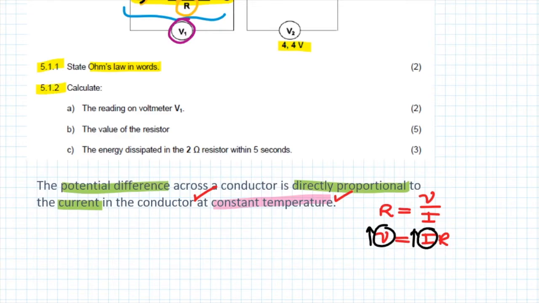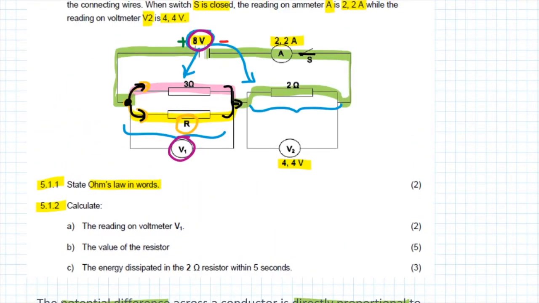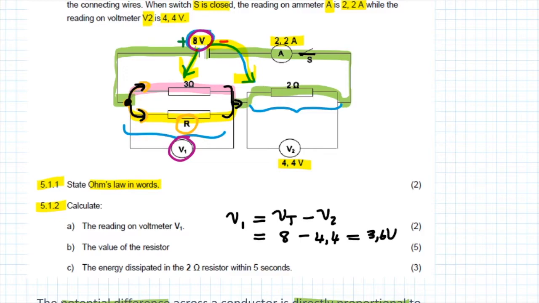Question 5.2.1 says, calculate the reading on voltmeter V1. V1 is measuring the potential difference across the parallel connection. And remember, we said that potential difference is going to be divided between the parallel connection and the 2 ohm resistor. So therefore, V1 is going to equal the total potential difference minus the potential difference measured by V2. We have 8 minus 4,4, and that gives us a final answer of 3,6 volts. That is the potential difference measured across or by V1.